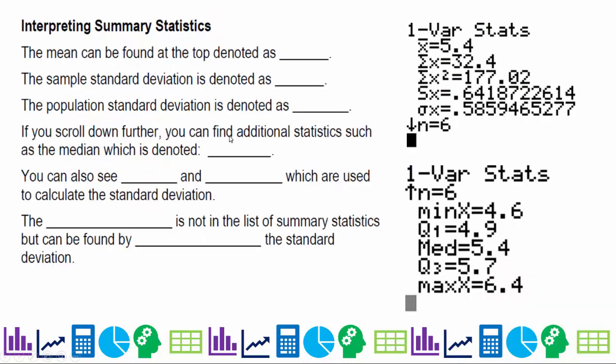So how do we read the summary statistics? The mean can be found at the top and is denoted as x̄. The sample standard deviation is denoted as Sx, which is this one right here. So that's for sample, and most of the time we're going to be dealing with sample standard deviation, not population standard deviation, which is σx.